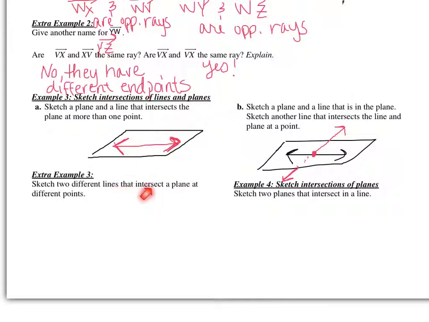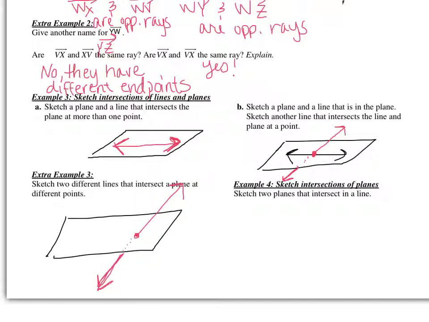The next one here, sketch two different lines that intersect a plane at different points. So again, I have to have a plane to start out with, and I need two lines. So this one's going to intersect right here. It'll come down below it, come out down here. So there's one of them. My other line, I'm going to have it intersect my plane at this point right here. It'll come down below it and come out this way. But they intersect the plane at two different points.